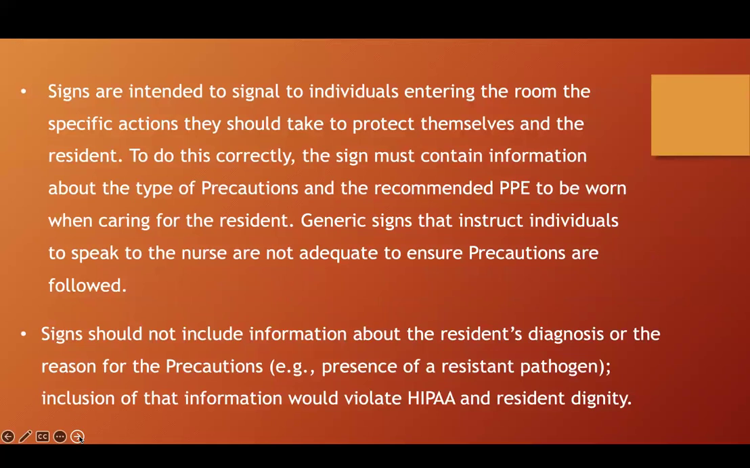They're intended to signal to individuals entering the room exactly what they need to do to protect themselves and the resident. So the sign should contain the information and the type of precautions, contact precautions, enteral precautions, droplet precautions, whatever the precautions may be, and the recommended PPE to be worn when you care for these residents. Generic signs that instruct individuals to speak to the nurse are not adequate to ensure precautions are followed. I think that's more old school. I haven't seen those recently in my practice, but some places may use that.